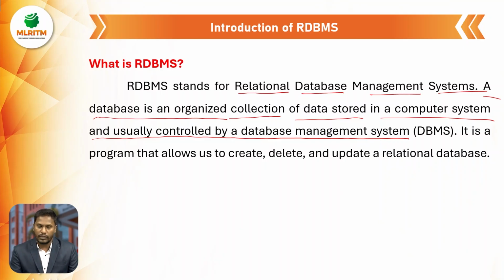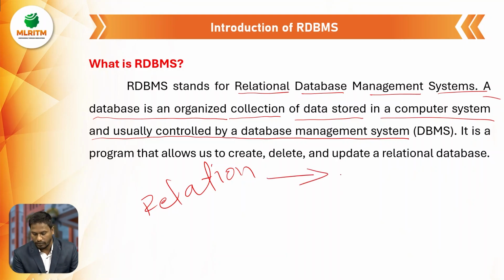First of all, what we have to know is relation. What is a relation? Relation means nothing but a table. We are organizing our data in the form of tables. What is a table? A table is nothing but it has rows and columns. Here, a relational database is organized into tables, and that is called relational, in a computer.